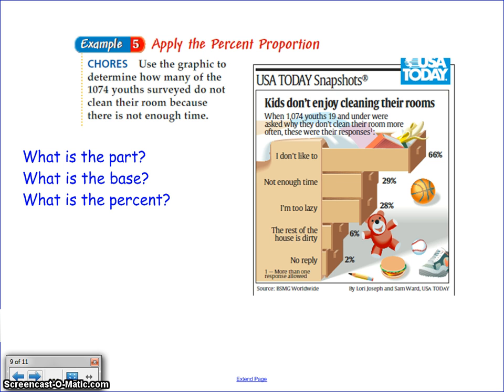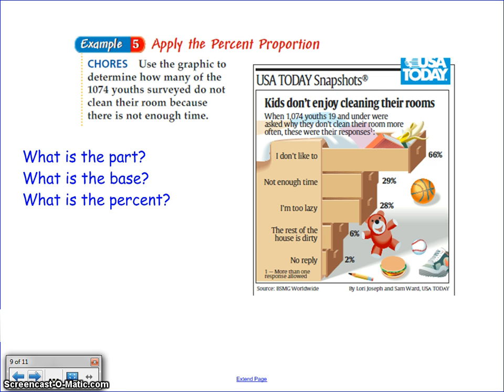Okay, let's look at a graph. Can we do it with a graph? I think we can, really, guys. Here's a graph, and we use the graphic to determine how many of the 1,074 youth surveyed do not clean their rooms because there is not enough time. Is that why you don't clean your rooms, guys?